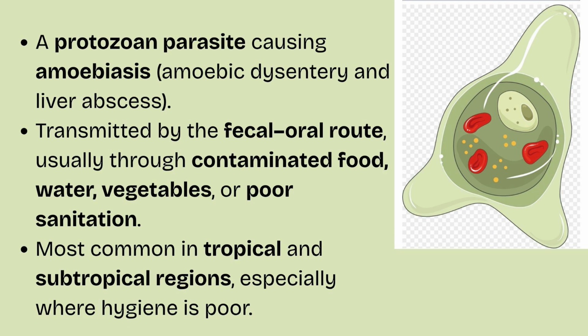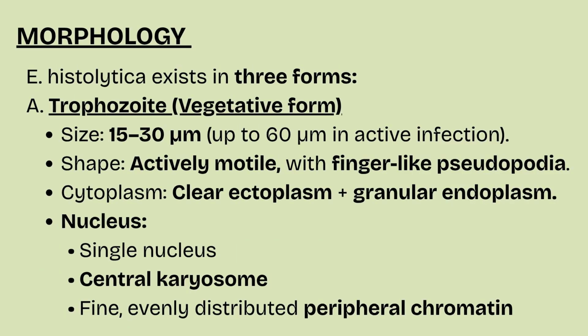Entamoeba histolytica exists in three different forms: trophozoite, precyst and cyst forms, each playing a different role in infection. Trophozoite is the most active disease-causing form. It measures around 15 to 30 micrometers and moves using finger-like pseudopodia, which help it to crawl and invade tissues. Its cytoplasm is differentiated into clear outer ectoplasm and an inner granular endoplasm.